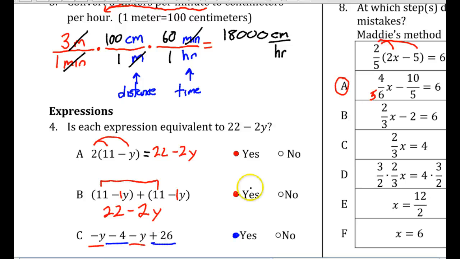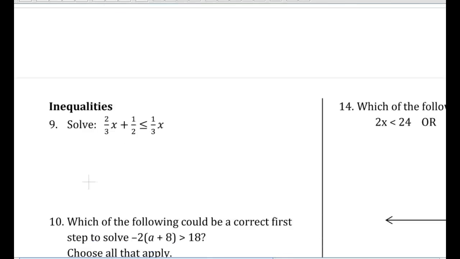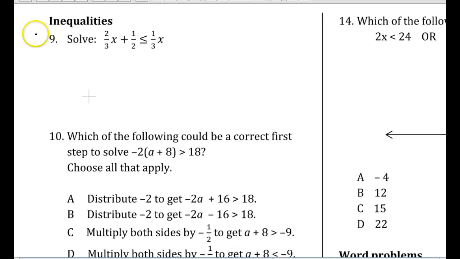All right, let's go on to page 2. All right, so inequalities. The only thing different with inequalities is that it's just like equations, but when you divide or multiply by a negative, you got to flip the inequality sign. That's really the main difference, and then we'll get into some differences for graphing later on.